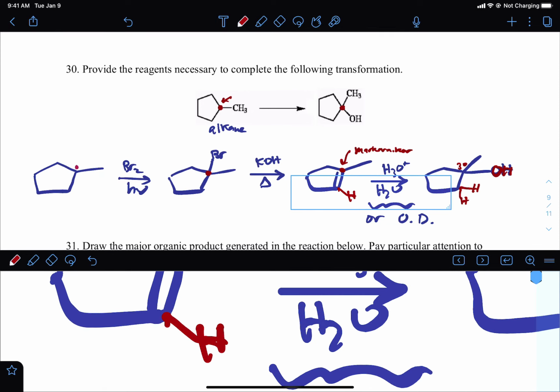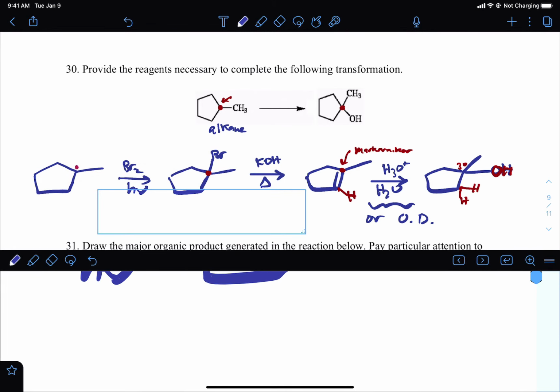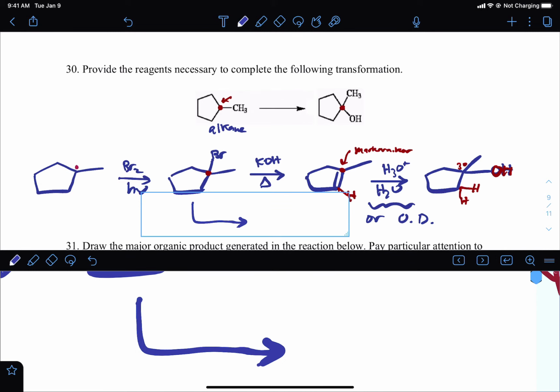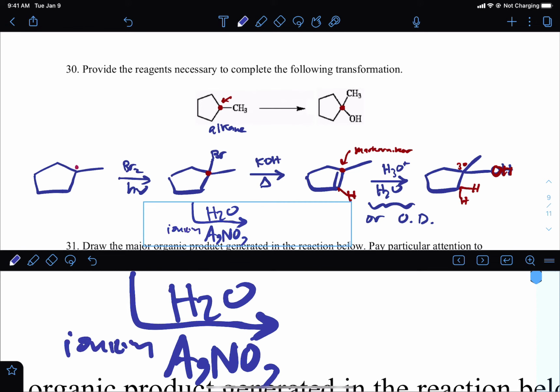You could also do an SN1 reaction, which, given the context of this problem, I'm thinking is maybe not what was intended, but you could use H2O and AgNO3. AgNO3 is one of those ionizing solvents, and this would do a substitution.